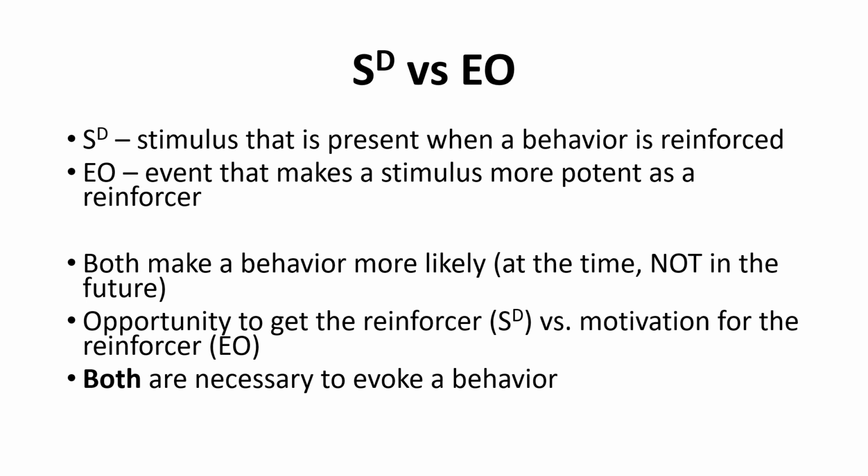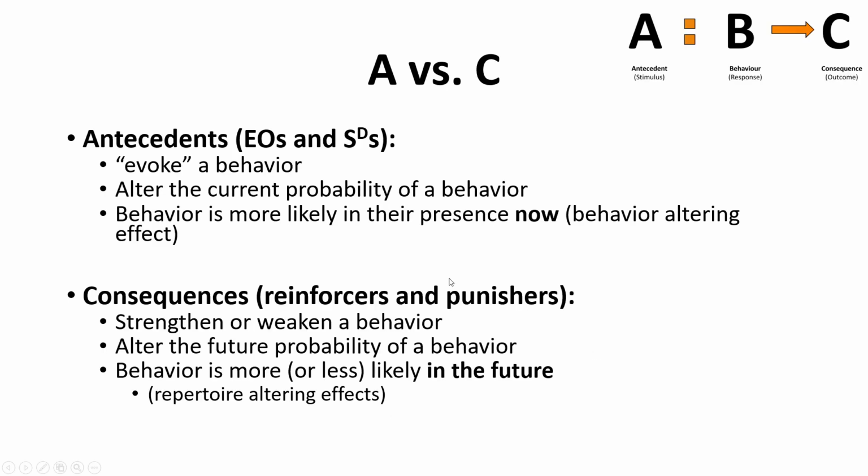So if you have a food reward that you can get when a particular discriminative stimulus is present, you're only really motivated to get that reward if you really want food, so if you're hungry. Both of these are necessary to evoke a behavior. So you need to be motivated to do the behavior, and you need to know that you have the opportunity to get that reinforcer. So both are going to work hand in hand for us to be much more likely to do that particular behavior.